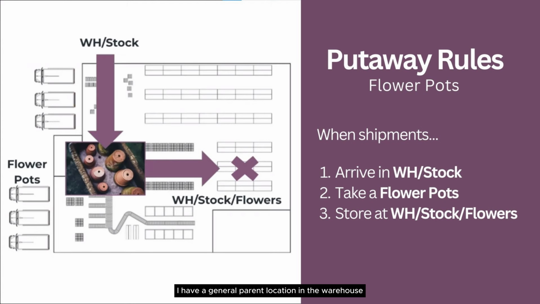I have a general parent location in the warehouse for storing all my products. We call that warehouse/stock. And in that general space, I set up a shelf specifically for flower pots, which we'll call warehouse/stock/flowers. By creating a put-away rule for our flower pots, anytime I receive those products, Odoo will tell me that they go on that special shelf. Plus, anytime someone orders flower pots from me, Odoo will tell me to pull the product from that shelf.